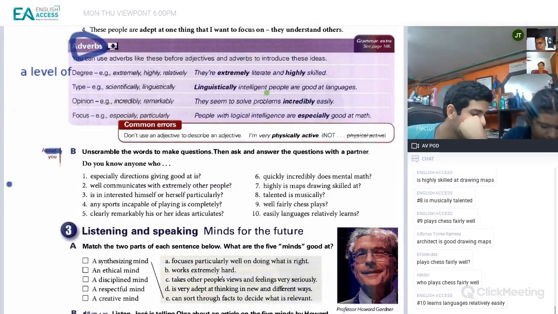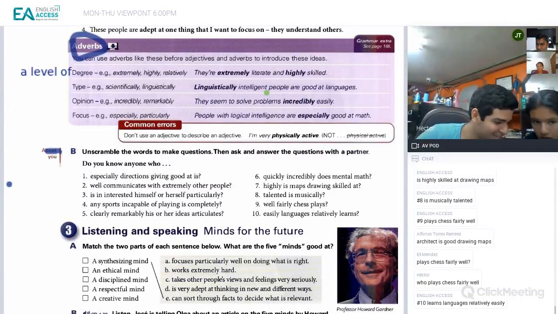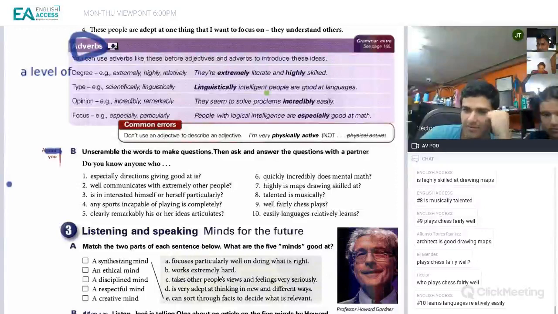And the last one, number 10. Do you know anyone who learns languages relatively easily? Number 10, guys.